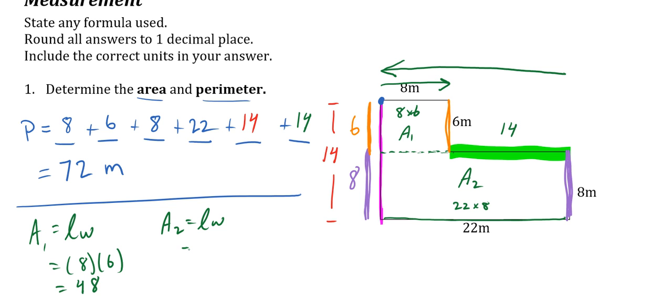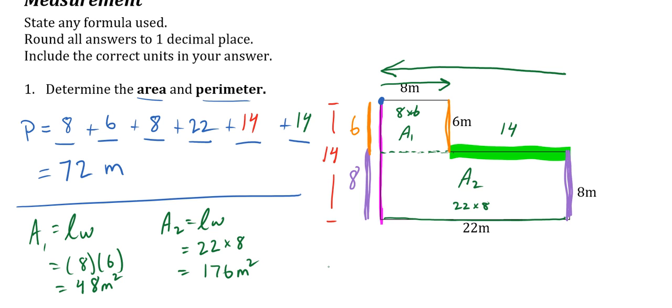And if we call this one area 2, we're going to say that area 2 is also length times width. It doesn't always have to be rectangles, right? It can certainly be other shapes. And so in this case, they're both rectangles, so it's just length times width. And that, again, is 22 times 8. And what does that work out to? 176. Okay? And those are both meters squared because that's the unit we use for area.